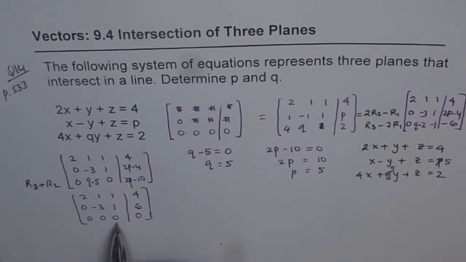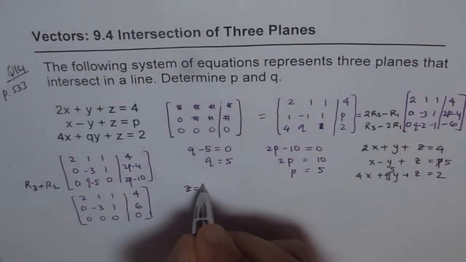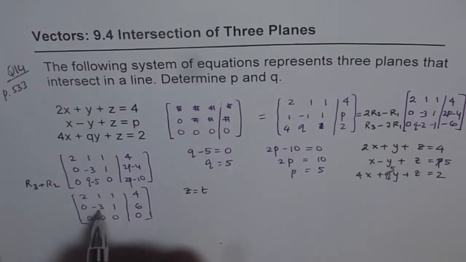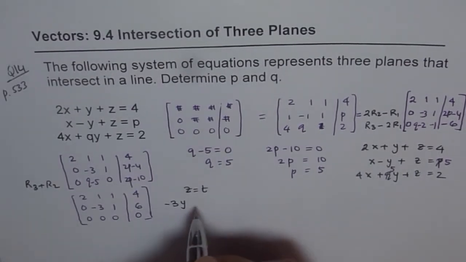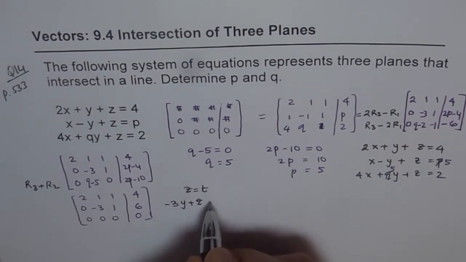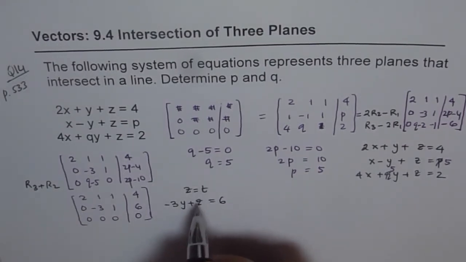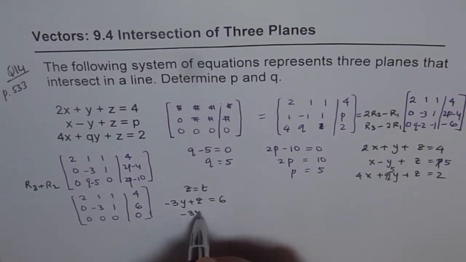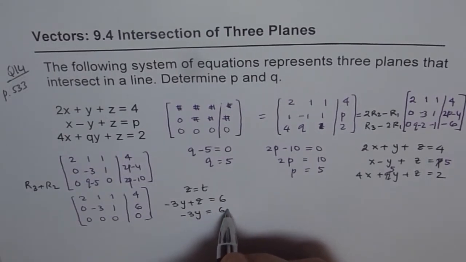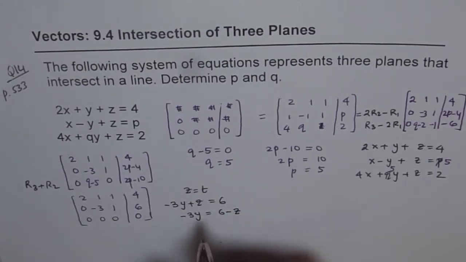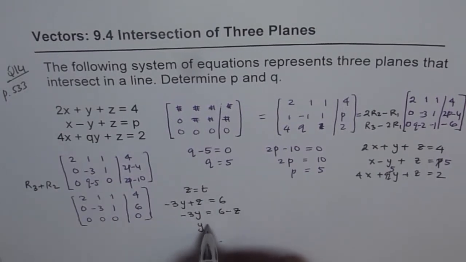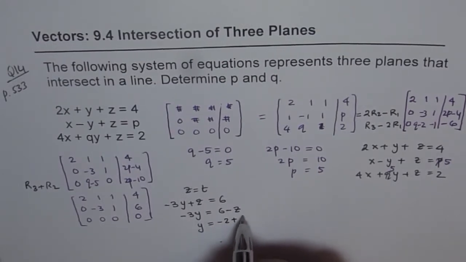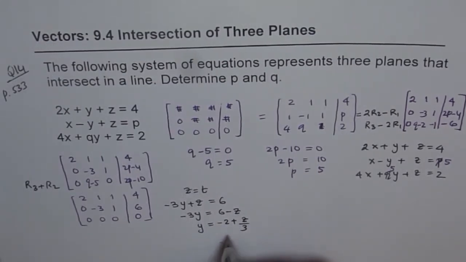So when you have this matrix, then to solve it, we will say, well, x, y, z components. One of them has to be a parameter. So z equals to t. So that is what you get from the last statement. And then from here, we get minus 3y plus z, which is t, equals to 6. And you know z is t. So we can write from here minus 3y equals 6 minus z, which is t, right? Now, we get y equals to, we'll divide by minus 3 here. So we get minus 2 plus z over 3. So that is the value of y.